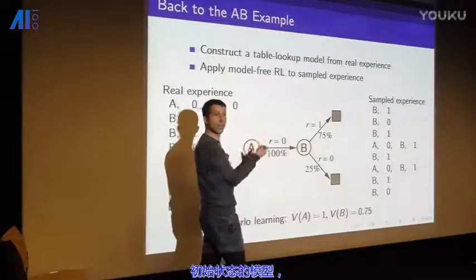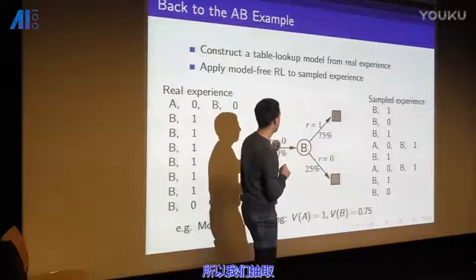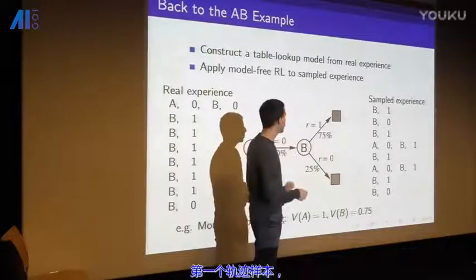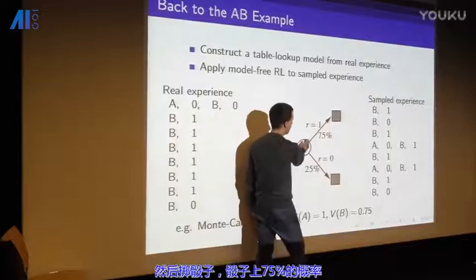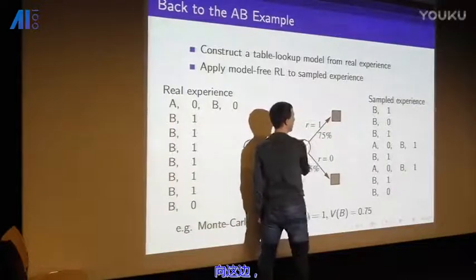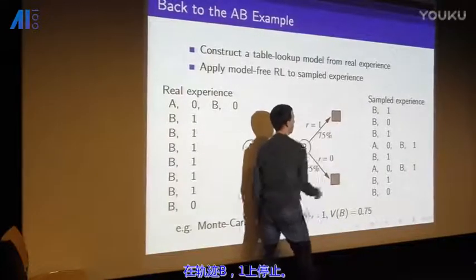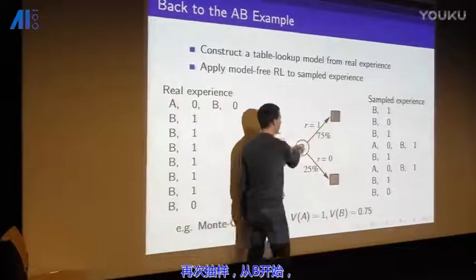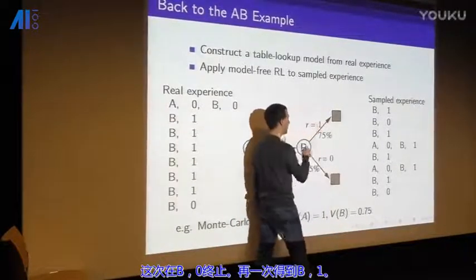The model should also include some model of where you start in this case. So let's say we sample our first trajectory and say, okay, the model says I'm going to start here, and we roll the dice, and the dice says, okay, we should follow this 75% here, and we end up with a trajectory that says B1. And we sample again, we find that we start in B, this time we end up in B0. We sample again, we get B1.